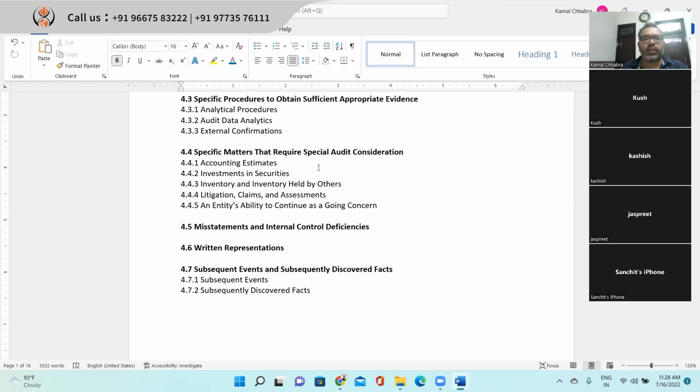Okay, so the last one is the entity's ability to continue as a going concern. What is going concern? I think we have discussed. Yeah, the company will be operating in the foreseeable future, which is 1 year. That is for one financial year. From which date is it considered? From the end of the financial year or on the date of signing? On the date of signing, sir.